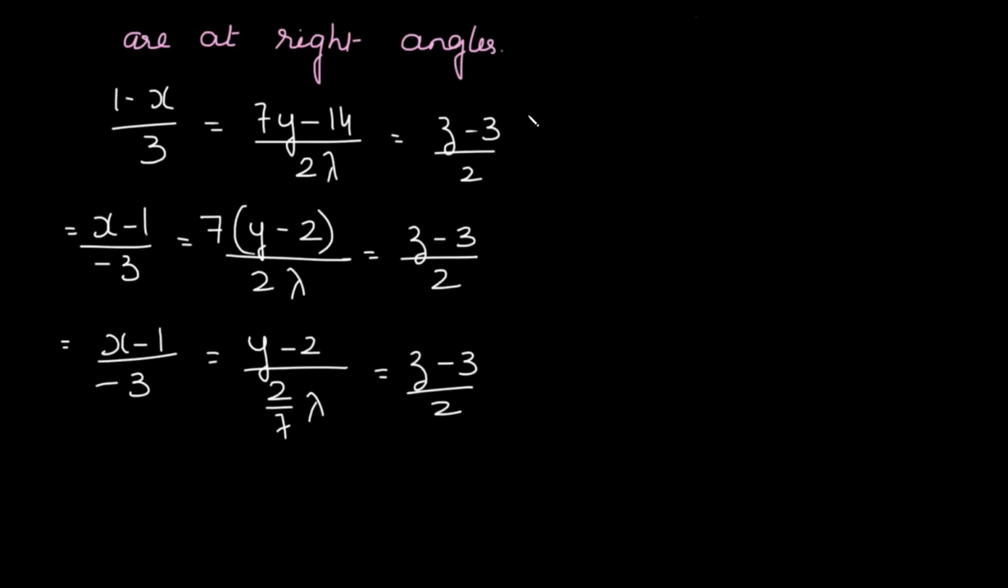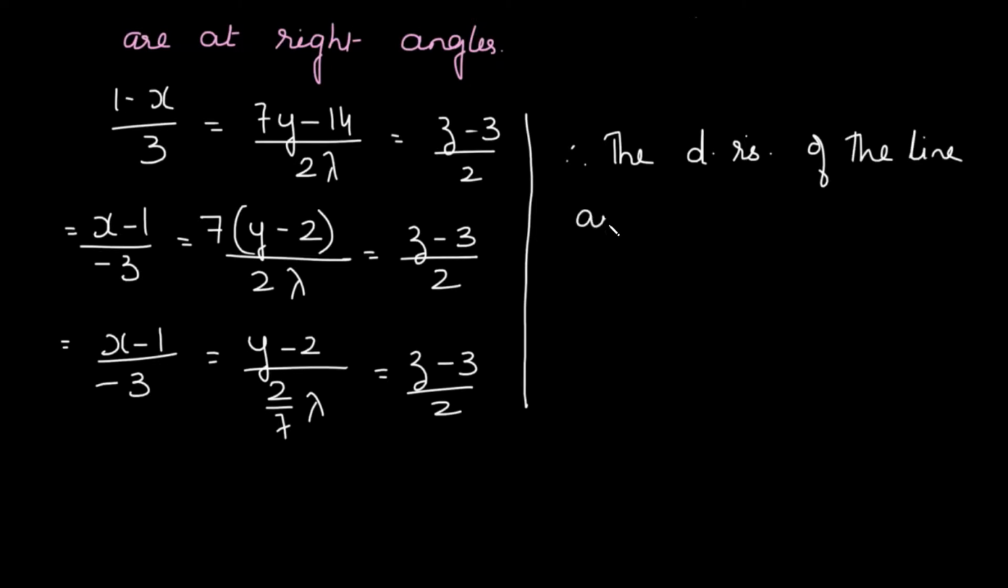So therefore, the direction ratios of this particular line are, let us take them as A1, B1, C1 because we have to take the direction ratios of the other line also. So A1 is equal to minus 3, B1 is equal to 2 upon 7 lambda and C1 is equal to 2. In this way we get the direction ratios of the first line.